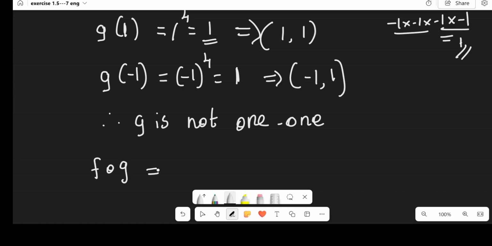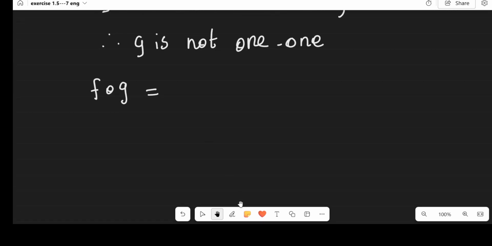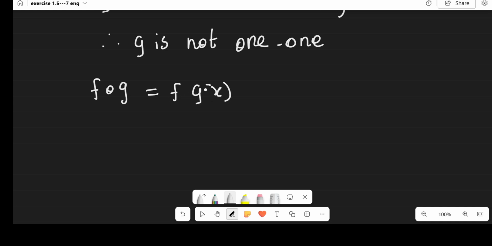What is f of g? According to the concept of composition of functions, f of g is nothing but f of g of x. What is the expansion of f of g? F of g of x. This is the expansion. So here I should apply the value of g of x.